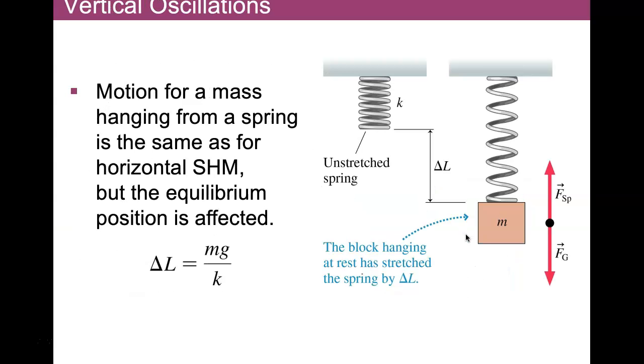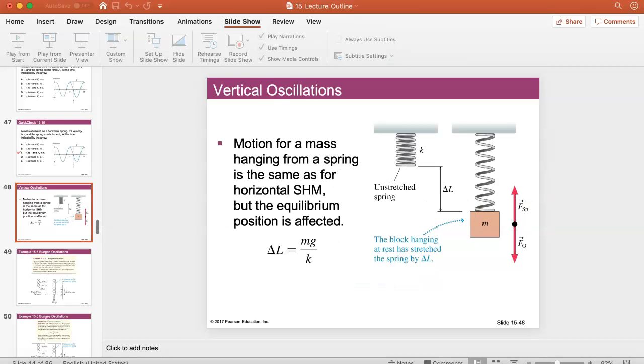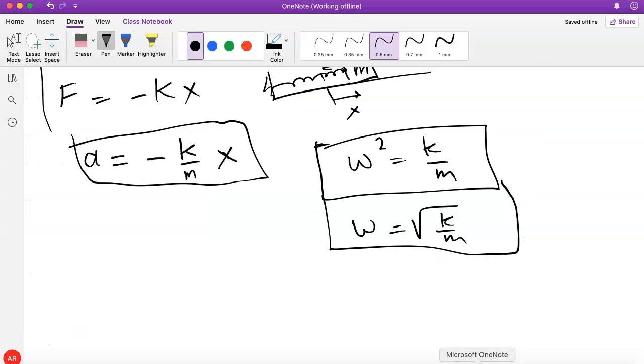All right. Now the next thing we want to do is talk about a mass on a spring that's vertical, so it's oscillating in the vertical direction. So let's see.